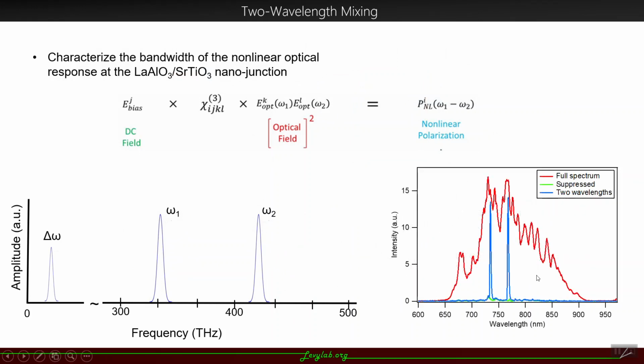Here's an example of a spectrometer image of our broadband spectrum in the red curve. And the green curve is the suppressed spectrum, so we use our pulse shaper to block all of the output wavelengths. And then we individually choose two wavelengths to maximize.